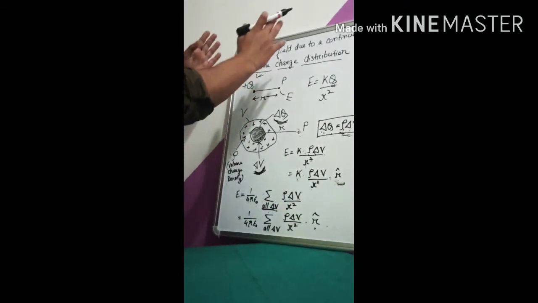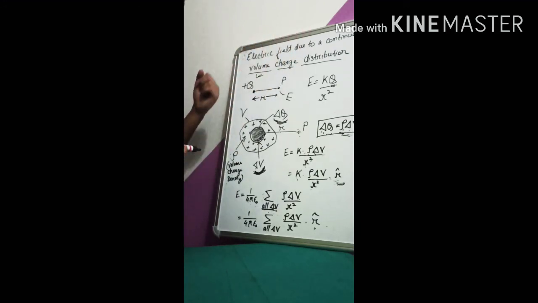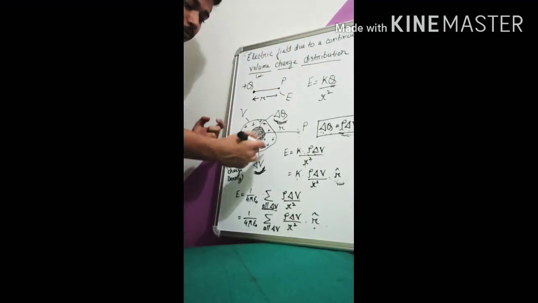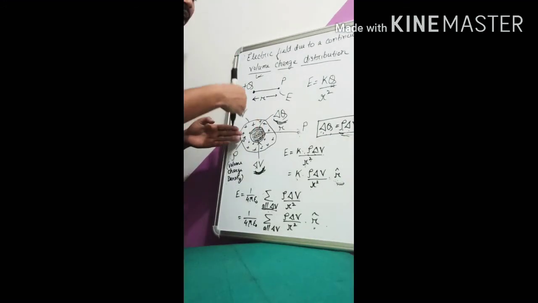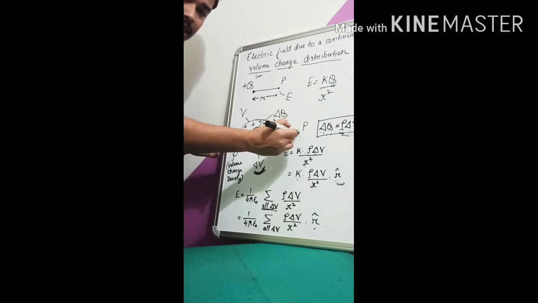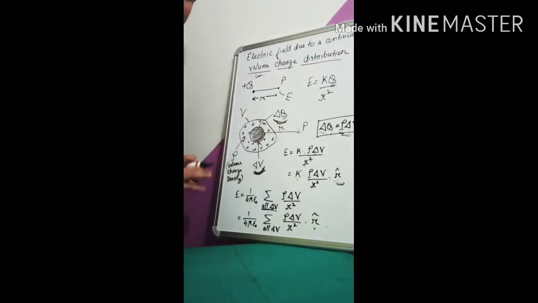So what we have done here is calculate the electric field due to a continuous charge distribution, where we have considered a volume charge distribution, and for that volume charge distribution we have calculated the electric field intensity at a point P, which is at a distance r from the volume.